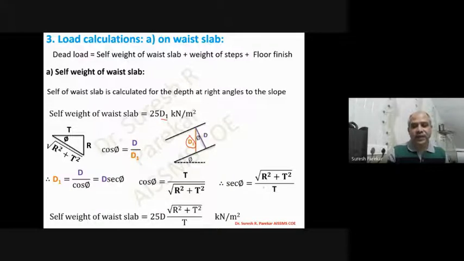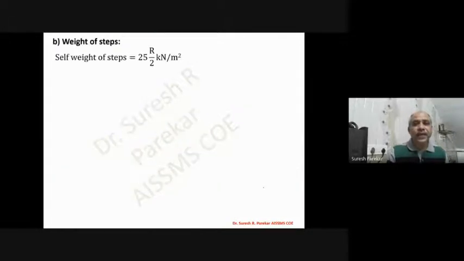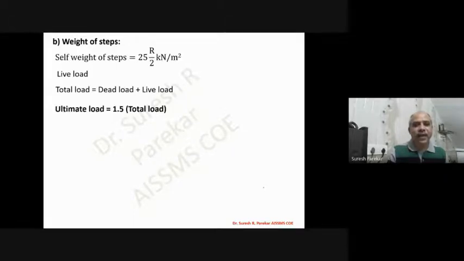And then we have self weight of waist slab in terms of capital D, that is depth at right angles to the slope. Then we have weight of step 25 into R by 2. Unit width will be considered. So 1/2 base into height. And 25 is unit weight of concrete. Then live load, and then total dead load. And then we will get dead load plus live load. Dead load we have self weight of waist slab plus weight of steps plus floor finish. And then we have live load, and ultimate load we have 1.5 into total load.